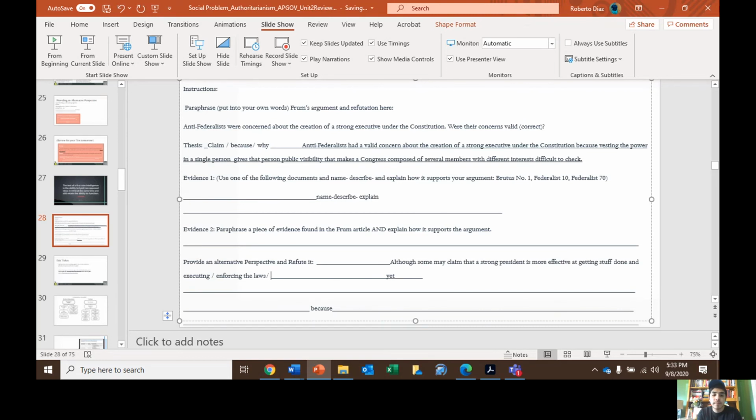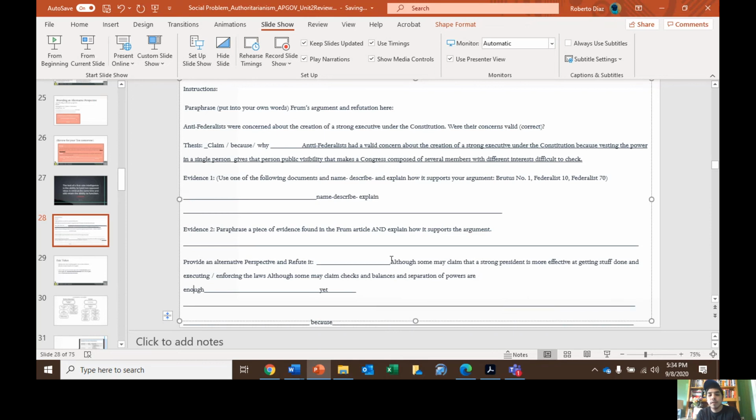You could also say, although some may claim checks and balances and separation of powers are enough to check the president. You don't have to include all though, right? Boom. Period. Yet, and then explain why your perspective is more correct.